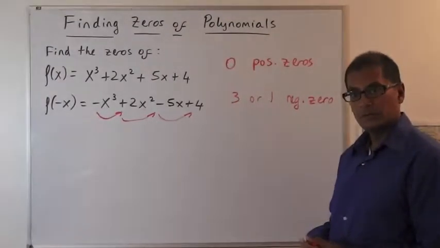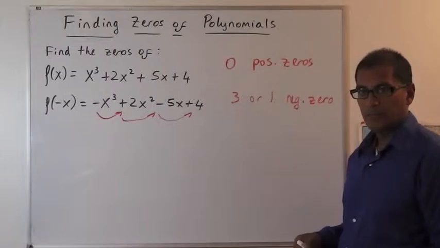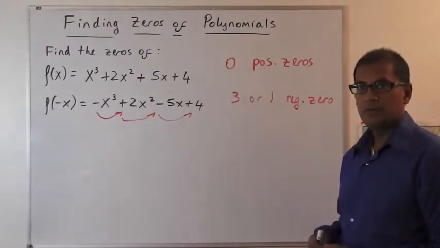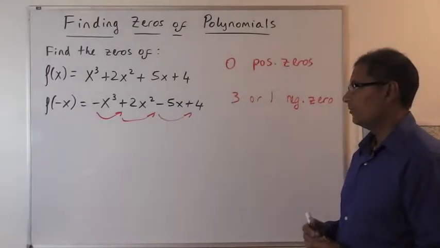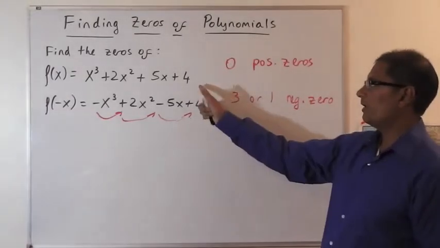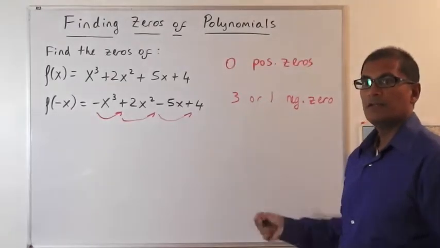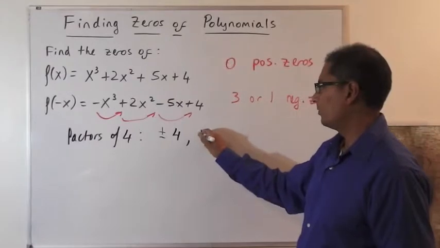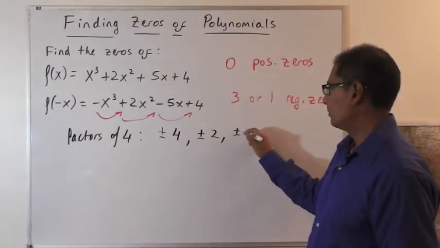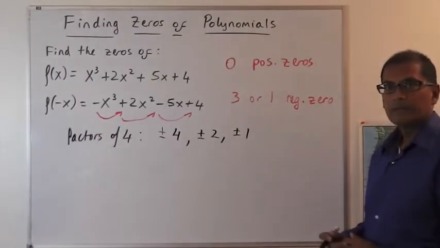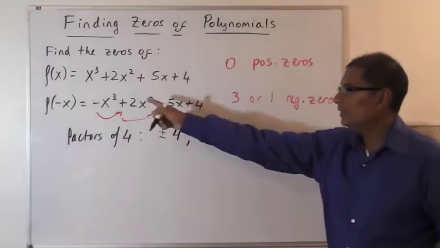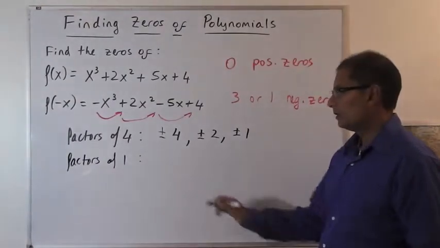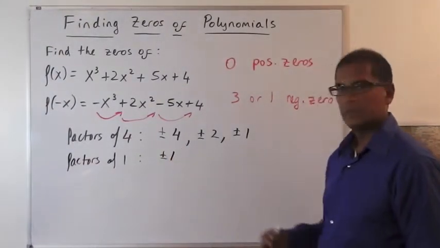The next thing we're going to do is use the rational zero theorem. We could use that because we have integer coefficients. The rational zero theorem applies to integer coefficients. So we look at the factors of 4. So factors of 4 are plus or minus 4, plus or minus 2, and plus or minus 1. And then we look at the factors of the lead coefficient 1. The factors of 1 are plus or minus 1.